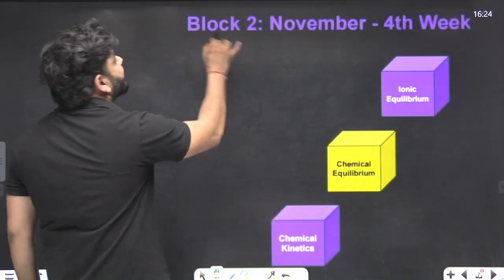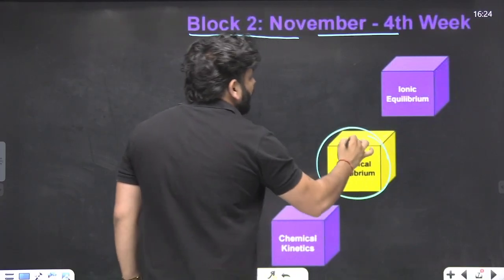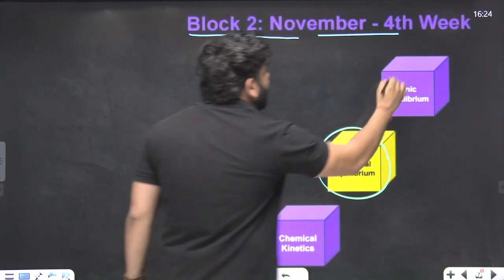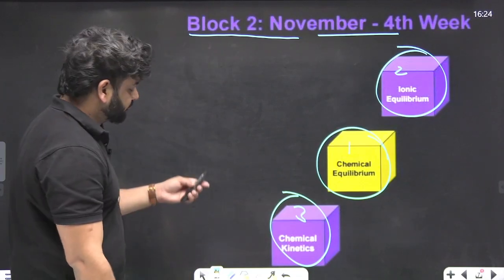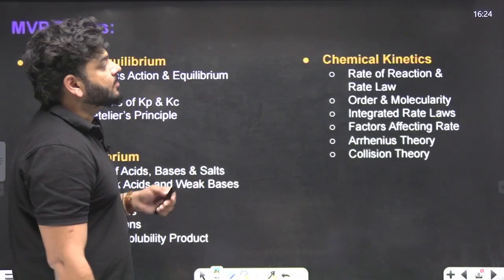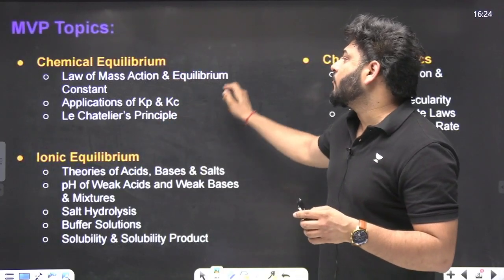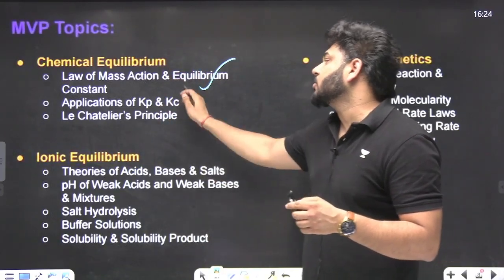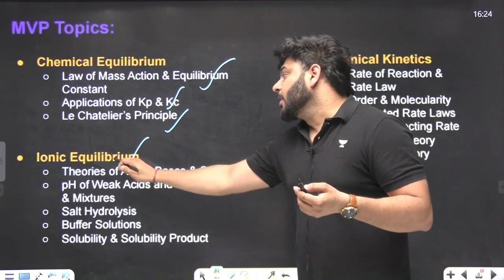The second block starts at the end of the November month, where you are going to cover chemical equilibrium. Number 1, cover chemical equilibrium. Number 2, cover ionic equilibrium. Number 3, cover chemical kinetics. Here I have written some important points of these. Important topics from chemical equilibrium will be law of mass action and equilibrium constant, application of Kp-Kc, and Le Chatelier's principle, very commonly asked. Then we have ionic equilibria.